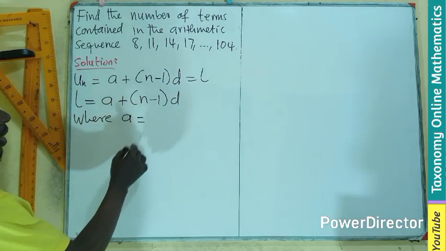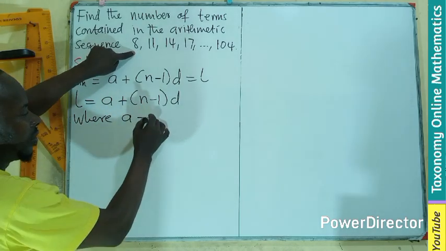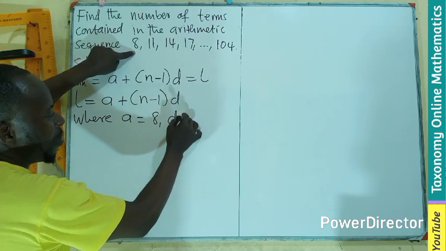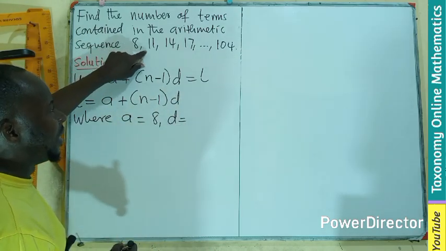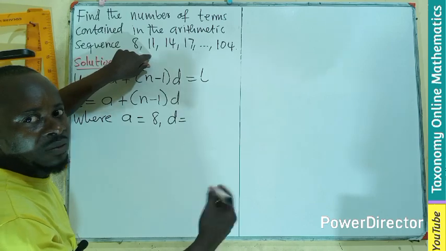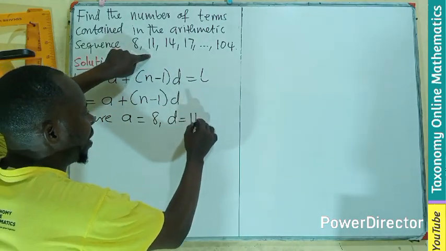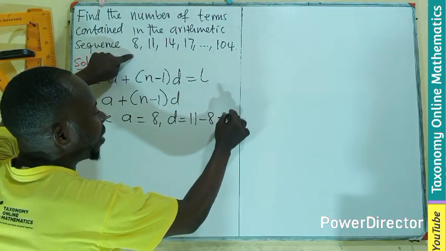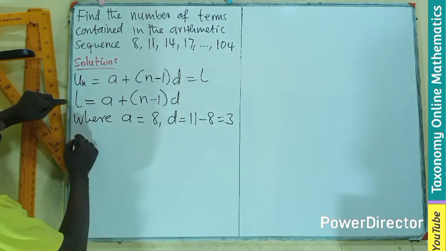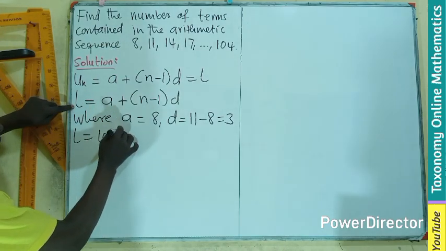where we can easily say that our a, the first term of the sequence, is 8. The common difference is the difference between two consecutive terms, so that will be 11 minus 8. That will give us 3. Then L is also 104.